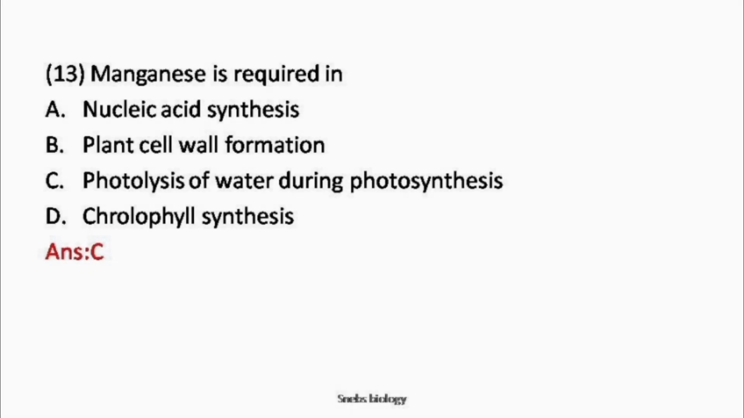Next, question number 13. Manganese is required in option A, nucleic acid synthesis. Option B, plant cell wall formation. Option C, photolysis of water during photosynthesis. Option D, chlorophyll synthesis. So in plants, manganese is absorbed in the form of manganese ions.